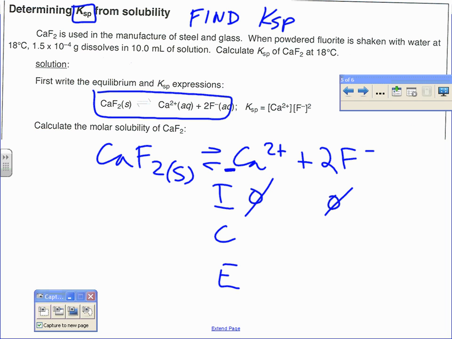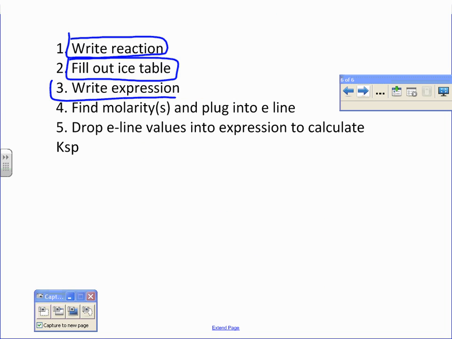So the coefficient for calcium is going to be 1, so I'm going to say plus S. The coefficient for F minus is 2, so plus 2S. Then I'm going to drop it down to the E line. I get S and 2S. Those are my E line values. So I fill out my little mini ice table. That's the next thing I do. Third thing is I write out my expression.